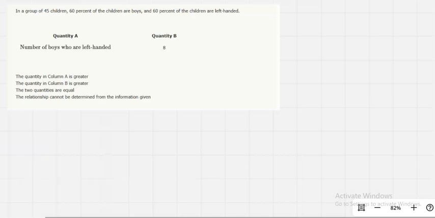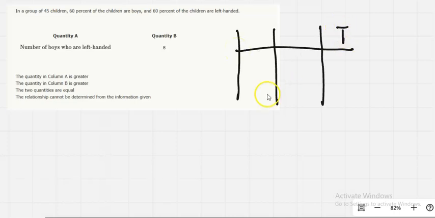So let's start. Now, this is a set question from the way the question is structured. Since it's a set question with two parameters, we can just use a simple method to answer this question that will not waste our time. So we start by drawing the chart. They are talking about a group of 45 children, 60% of the children are boys and 60% of the children are left-handed. So definitely, if you have a boy among the children, there will be girls.